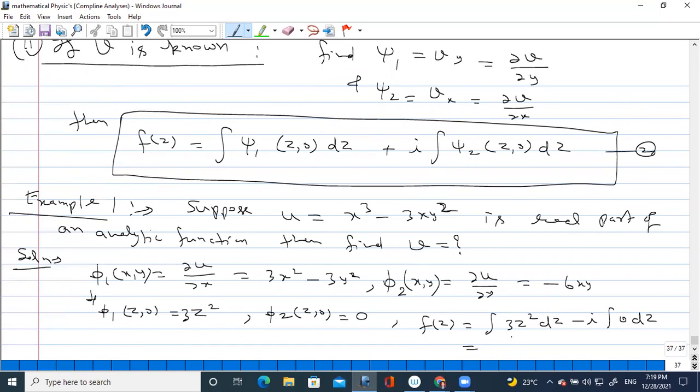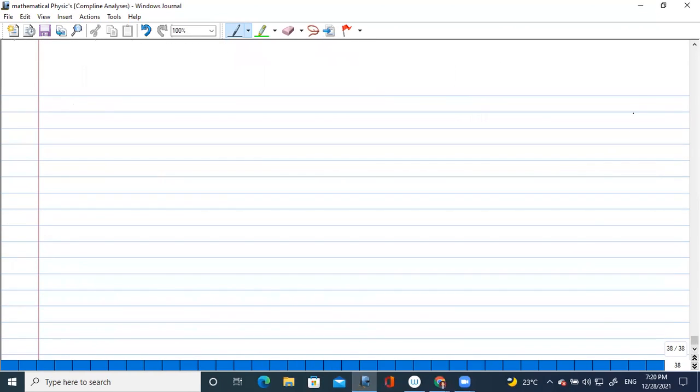So the answer is 3 z cube by 3, and this is 0. So the answer is z cube. So v value will be 0, because the function is having only real value. Sorry. Actually, this is z, and z we know is x plus iy. Understood? We have to put that here because z is a complex function.